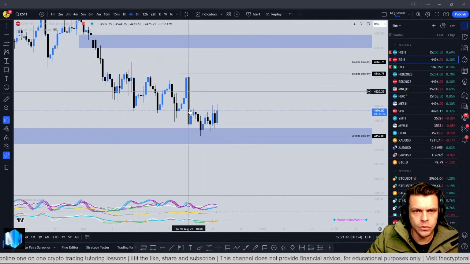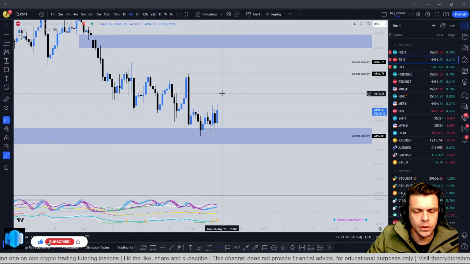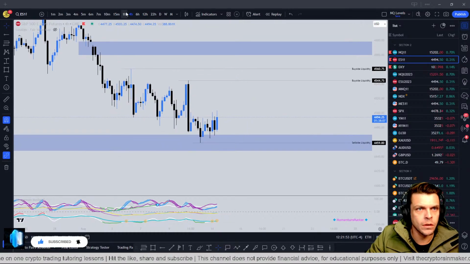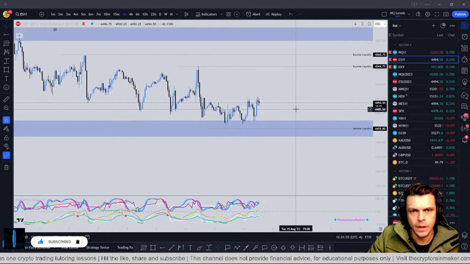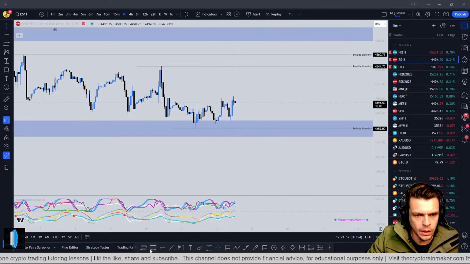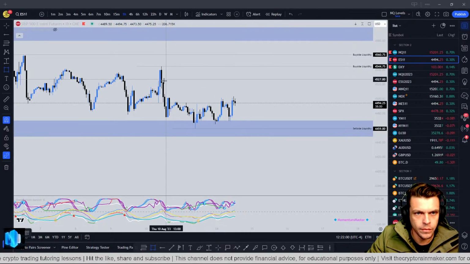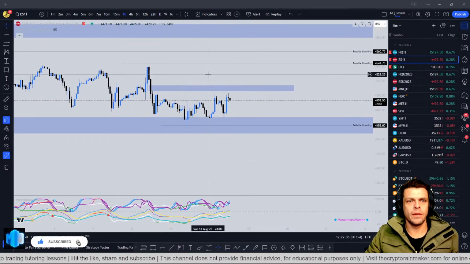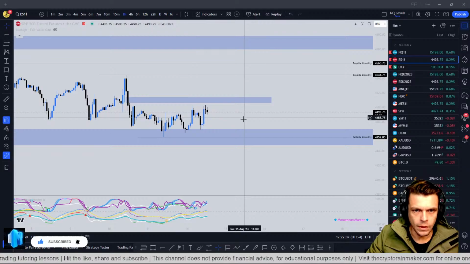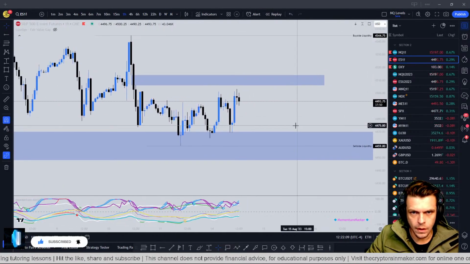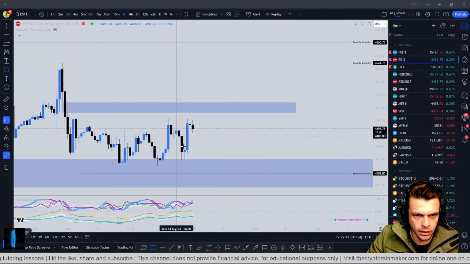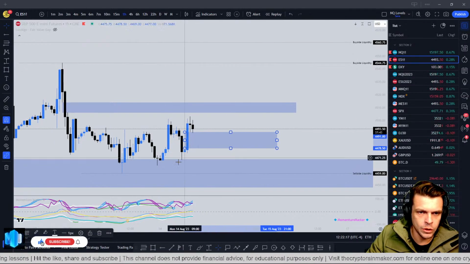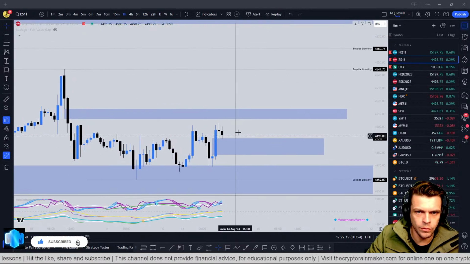Okay, so on the 4 hour, there's not really any imbalances to take note of right here. Let's go to the 1 hour. Okay, so on the 1 hour, we have a fair value gap right there. And then we have a fresh fair value gap right here. So it's showing that displacement, it's showing that bullish order flow.